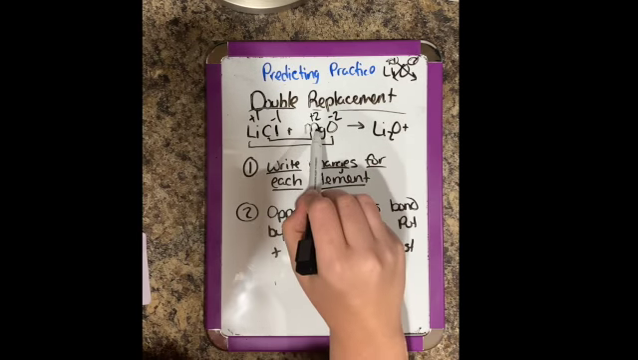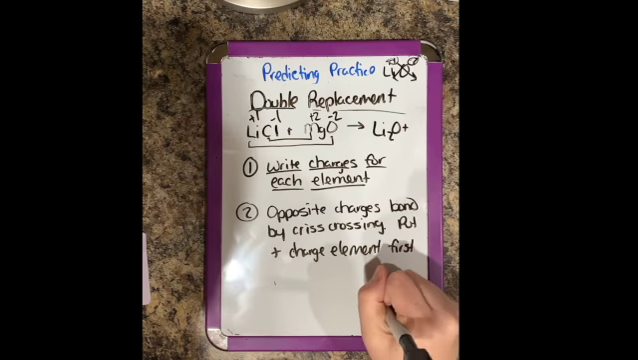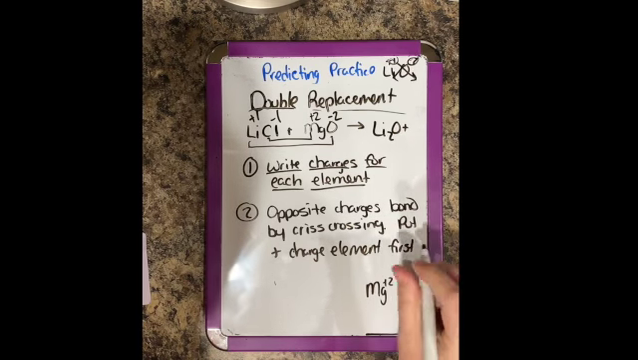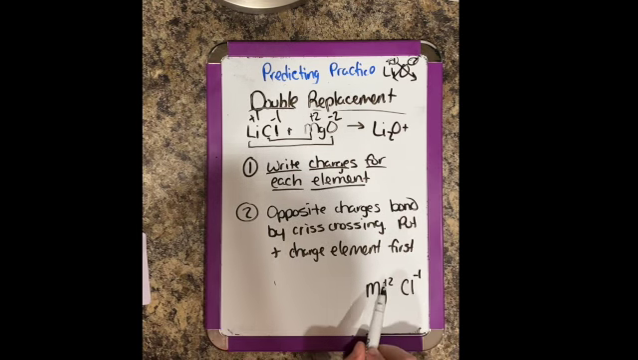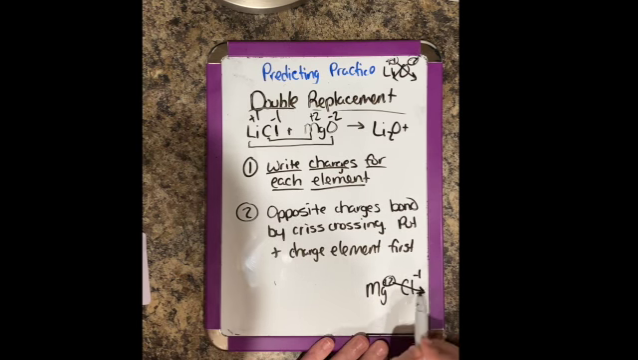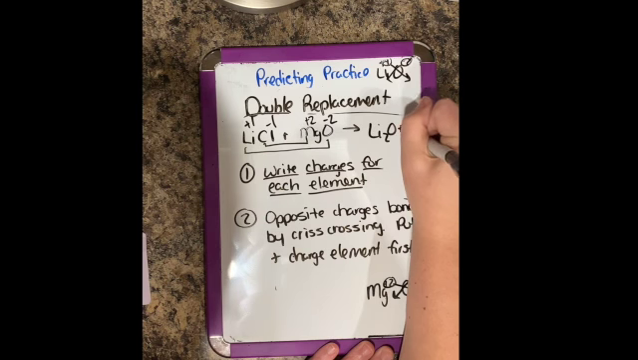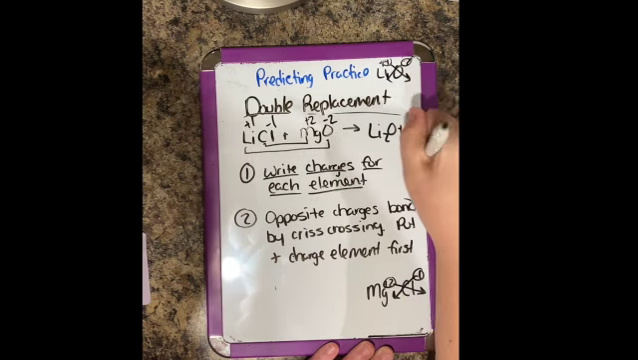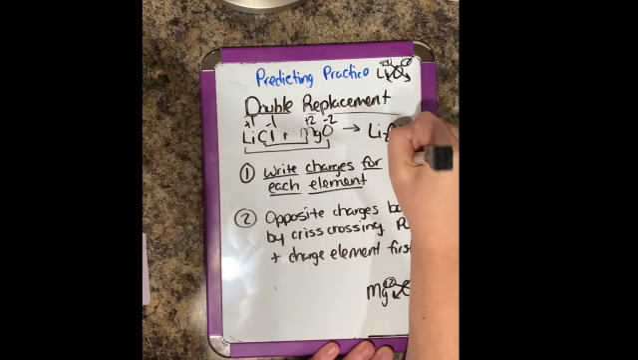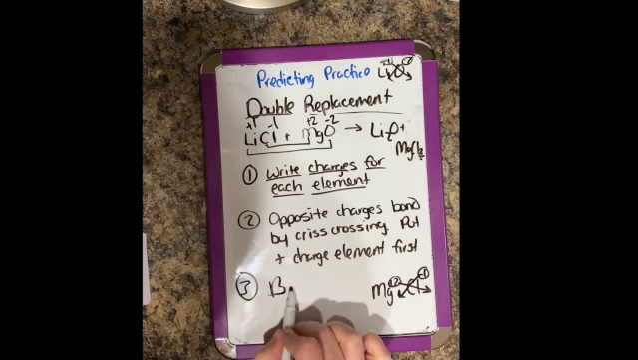Now, we know that Mg is going to bond with Cl. So if we have Mg, which is plus 2, and we have Cl, which is minus 1, make sure you write the positive charged element first. So we'll crisscross, that 2 goes here, that 1 goes there, so that'll be MgCl2. I'm going to write that right here. MgCl2. Step 3, balance.